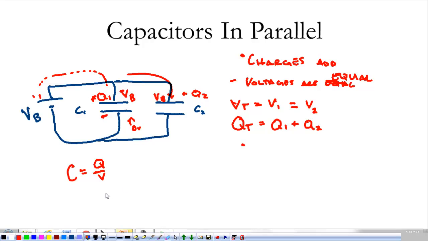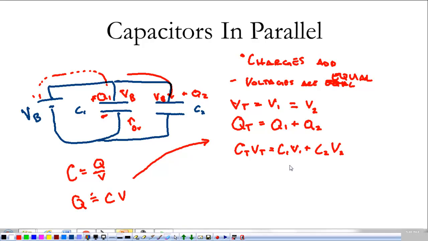Well, capacitance is Q over V, and Q is equal to C times the voltage. We're going to stick that in right here. And we're going to see that capacitance total times the total voltage is equal to capacitance 1 times voltage 1 plus capacitance 2 times voltage 2. And since the voltages are the same, they're going to cross out.